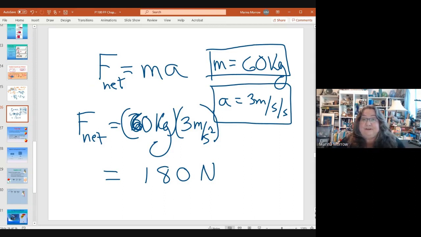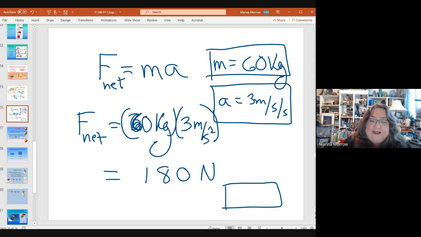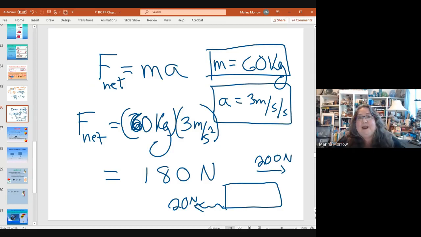Now that's the net force. So if it was frictionless, that's how much force I would need to push with. However, this couch probably does have friction, so I have to push harder. Let's say there was actually 20 newtons of friction, then I would have to push with 200 newtons of force to achieve that 180 newtons. So the more friction there is, the harder you are going to have to push. But there's a certain amount of net force required for a certain acceleration.